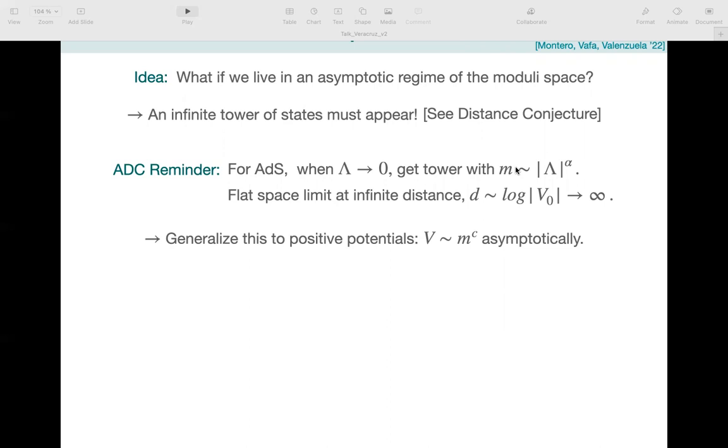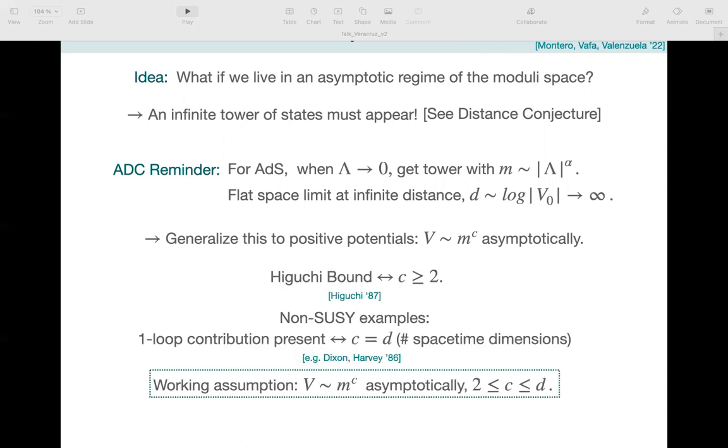And let's generalize this to also positive potential. So not only anti-de Sitter, but de Sitter. No matter if you claim that de Sitter is possible, if it's de Sitter, quasi-de Sitter, some slow rolling potential, whatever. One makes the bold assumption to say, okay, let's generalize this and say that there exists this power law scaling of the potential with the mass of this infinite tower of states. And one can actually find bounds on what this value of the power law factor is to respect the Higuchi bound, so no ghosts in the theory on de Sitter, or in the theory that is on positive cosmological constant background. C has to be larger than 2.